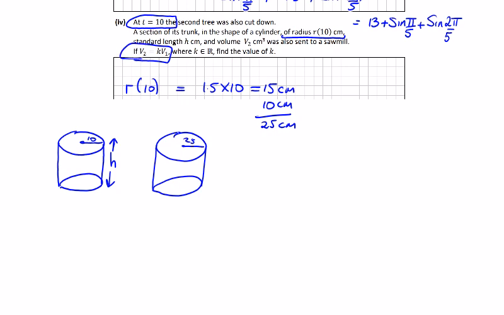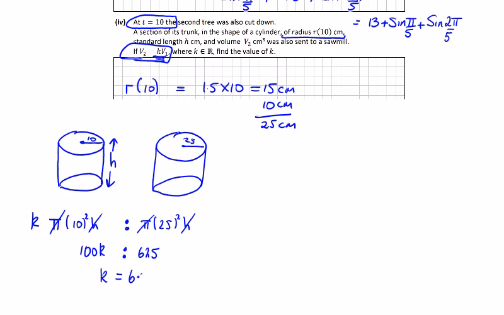V2 is equal to kV1. Well, the volume is pi r squared h for that one, and this one is pi r squared h, and that's equal to k. We're told V2 is equal to k times the volume of 1, so we need to put a k here. The pi's cancel and the h cancels. So I'm left with 100k to 625. So k looks like it's equal to 6.25 in this question. Question 10.